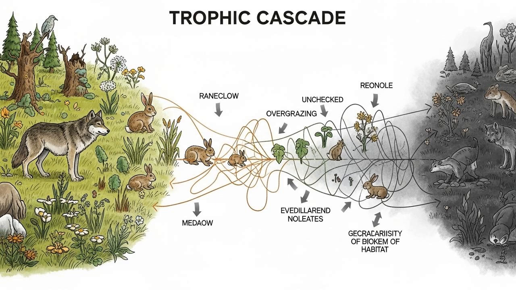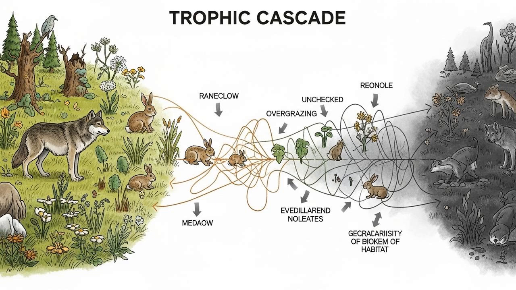When a keystone predator disappears, you often get what's called mesopredator release. Mid-sized predators like coyotes or raccoons are normally kept in check by the bigger apex predator. Without that control, their populations can explode, and they can devastate populations of smaller animals like songbirds or reptiles.